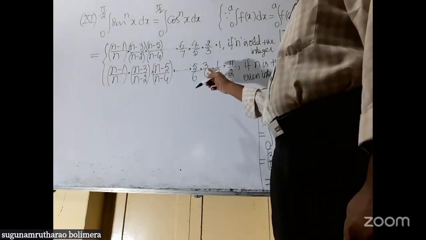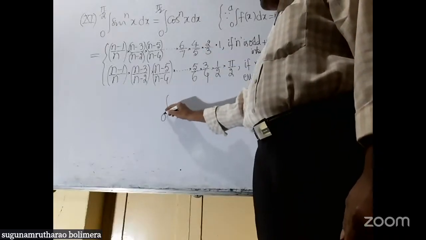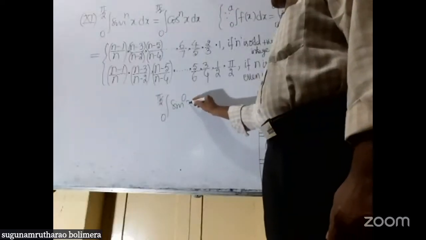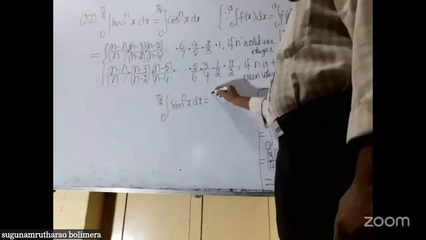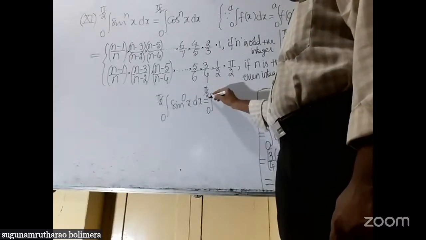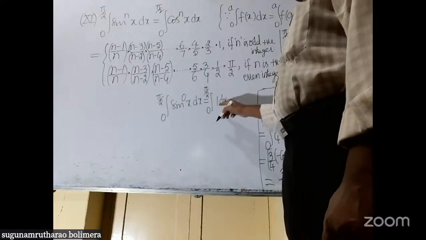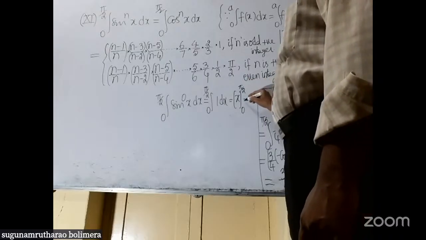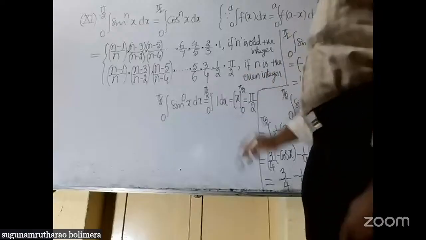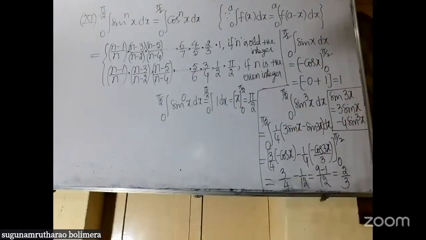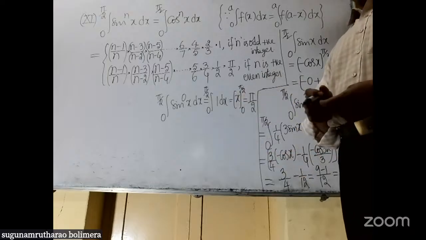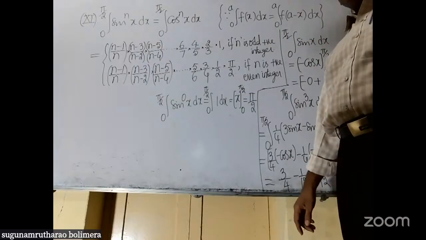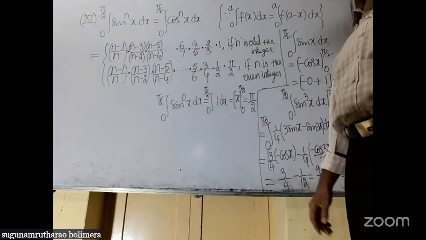So if it is 0, integral 0 to pi by 2 sine power 0 x dx is nothing but integral 0 to pi by 2 of 1 dx, which is nothing but x with limits from 0 to pi by 2. On writing the upper limit, it is pi by 2. Try to remember this formula from right to left. You can easily remember these values in this manner.